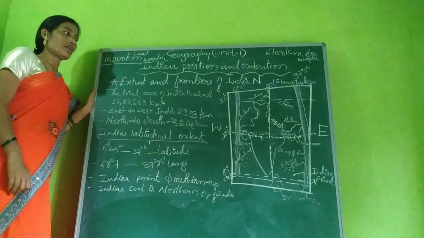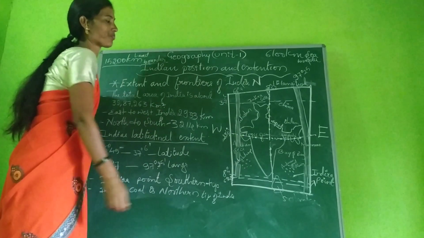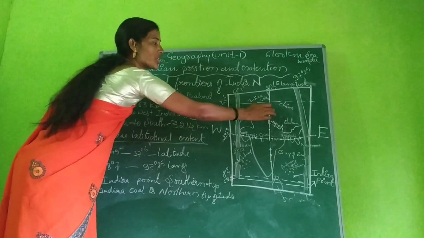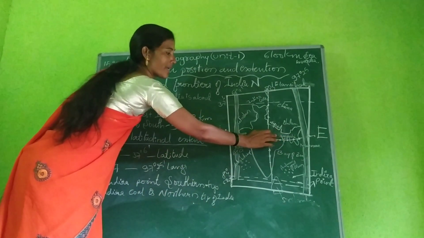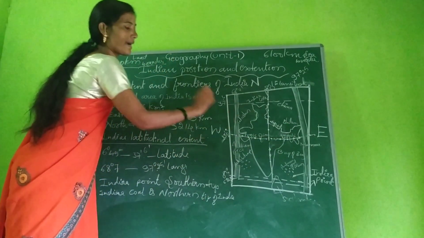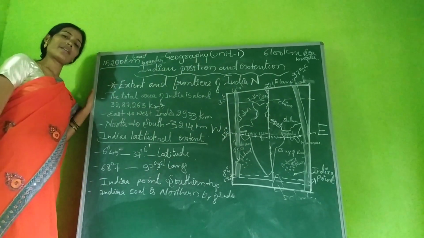So which are the neighboring countries of India? Let's see here: Pakistan, China, Nepal, Bhutan, Bangladesh, Myanmar and Sri Lanka. These are the neighboring countries of India.